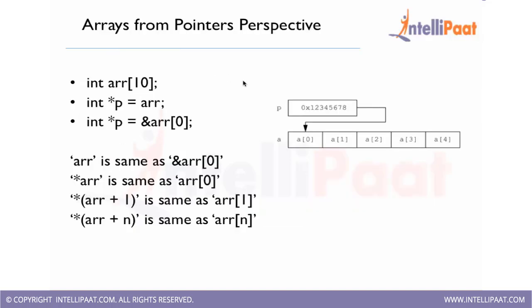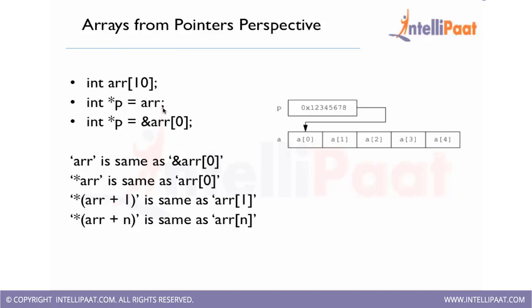So, arrays from a pointer's perspective. Suppose we have declared one array, say arr[10]. The name of the array, which is arr, is similar to the address of the starting location of the array. So arr will always point to the memory location of the 0th element of the array.